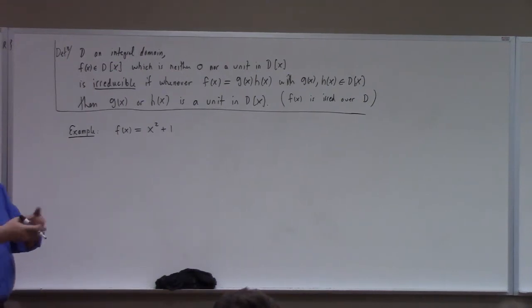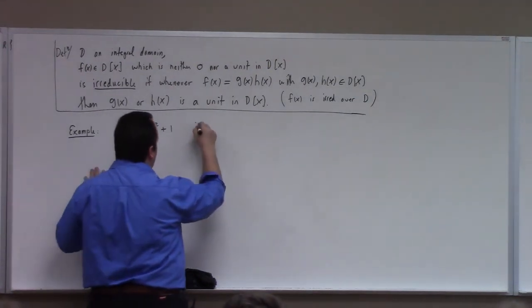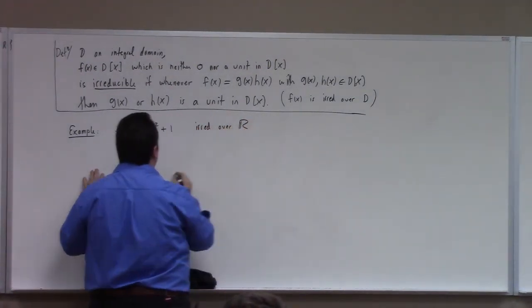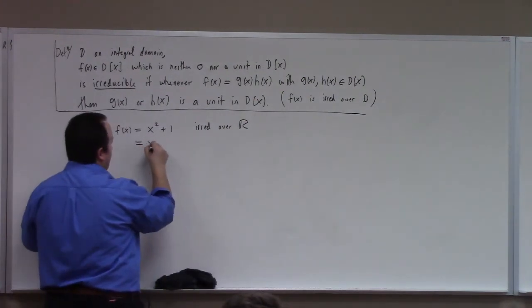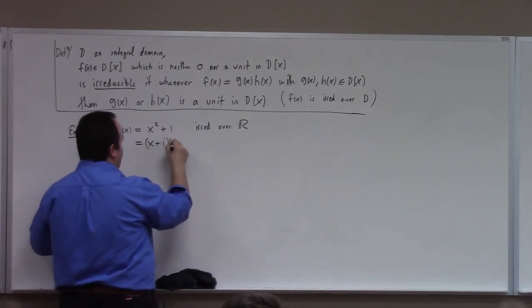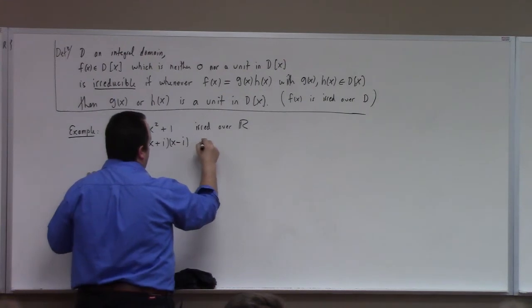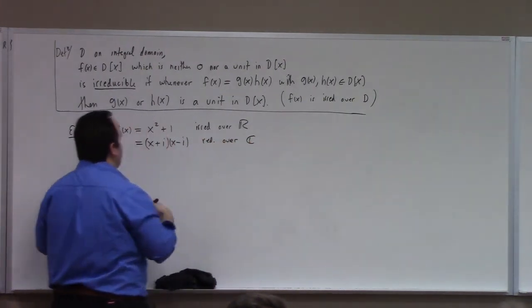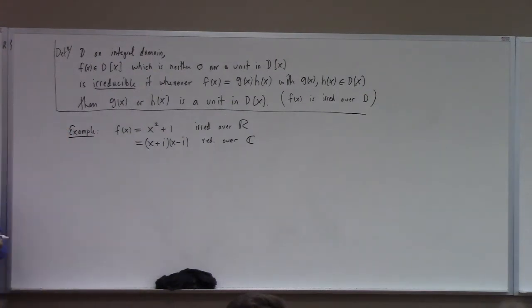You should say, I don't know. You need to give me context, right? It's irreducible over the reals, right? But on the other hand, it's x plus i times x minus i. So it's reducible over the complexes. So where we consider x squared plus 1 to live matters a lot.